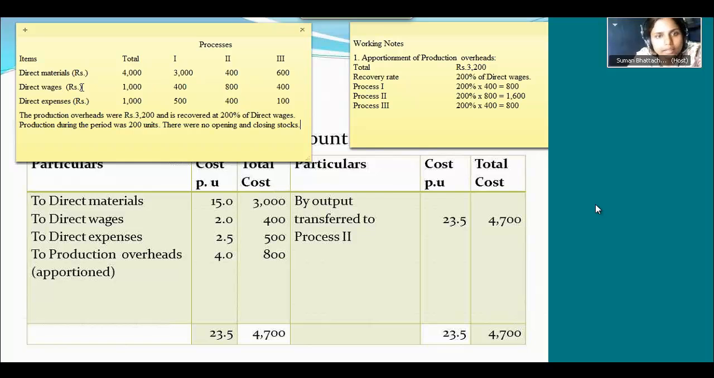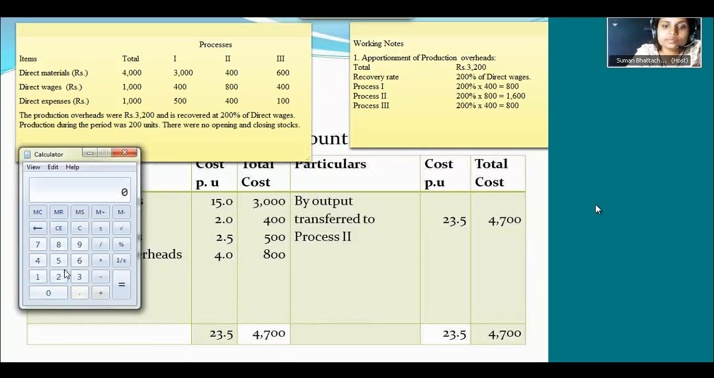Next, direct wages. For process 1, direct wages are rupees 400. So it's an expense, it should be debited. So to direct wages rupees 400 total cost. Then cost per unit will be 400 total cost divided by the number of produced units. The number of produced units is 200. So 400 divided by 200 units comes to rupees 2 per unit.